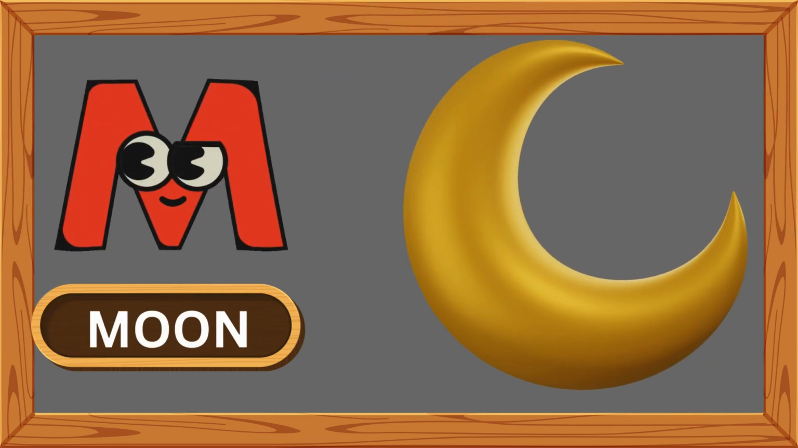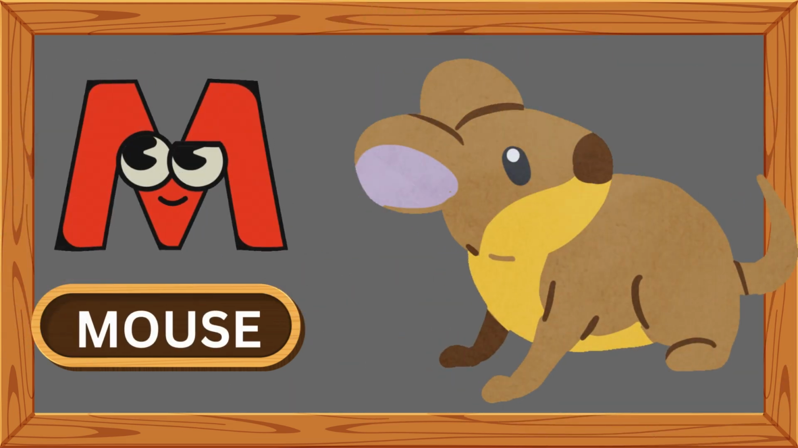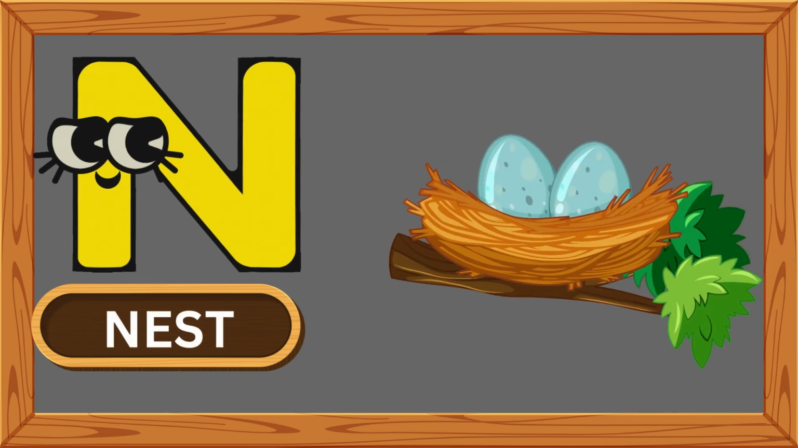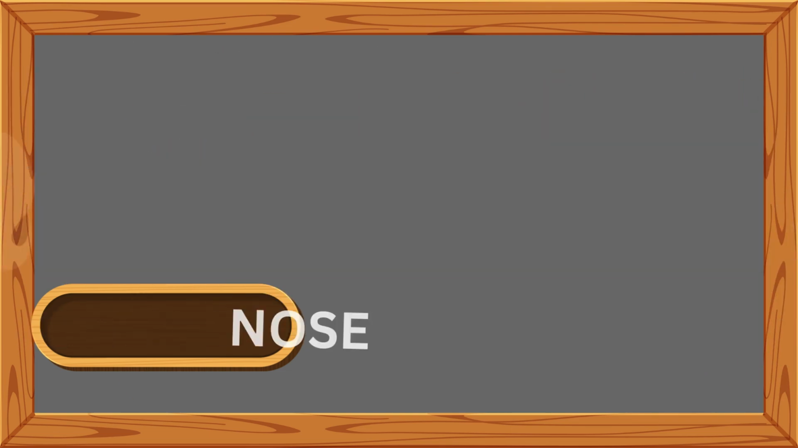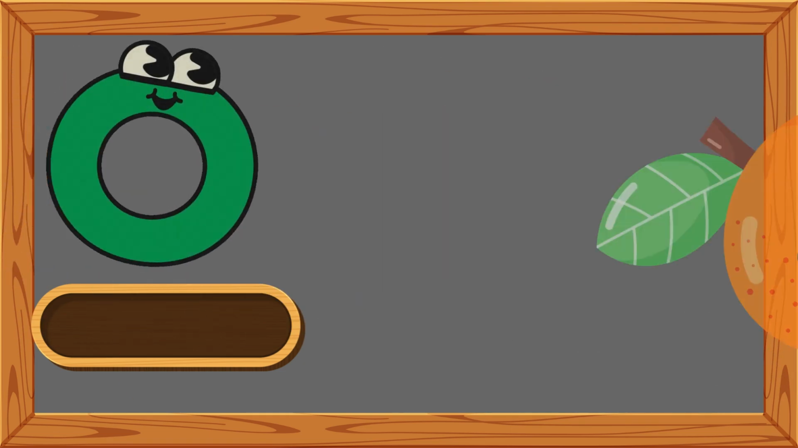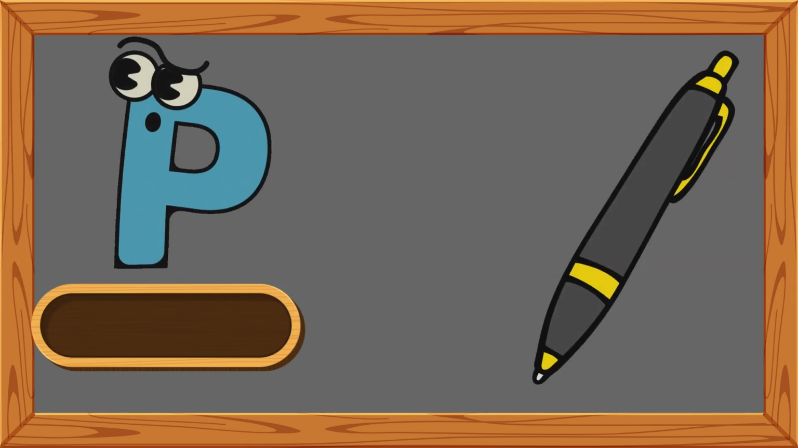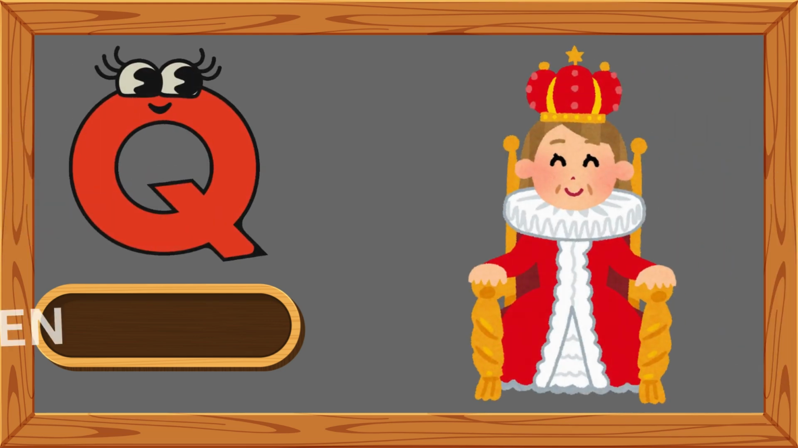M for moon, M for mouse. N for nest, N for nose. O for owl, O for orange. P for parrot, P for pen. Q for queen, Q for quail.